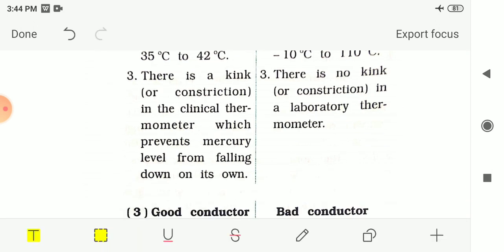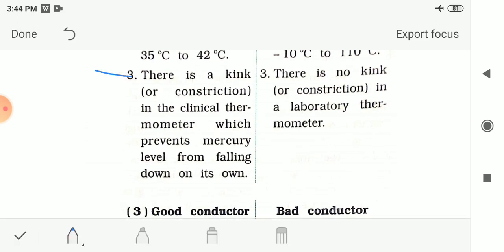And the last difference between these two is about the construction. There is a kink or constriction in the clinical thermometer which prevents the mercury level from falling down on its own, and there is no kink or constriction in a laboratory thermometer. We measure the temperature with the clinical thermometer after removing it from contact with the body, after removing it from our mouth, and then we read the temperature measurement. So that's why there is a kink-like structure which prevents the mercury level from falling down on its own.